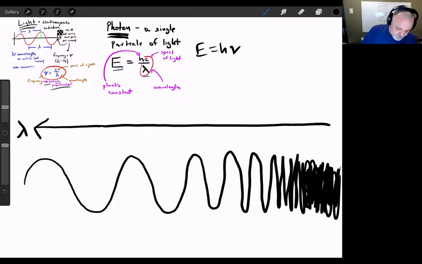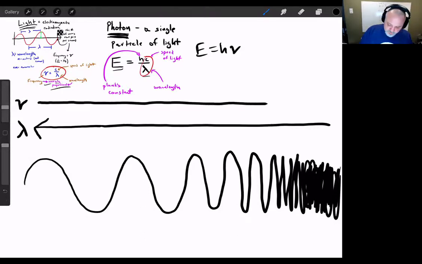Well, what's happening to the frequency? Is the frequency going up or is the frequency going down? Remember that the speed of light is constant. And the other thing to think about is that frequency and wavelength are inversely proportional. So if the wavelength is getting smaller, the frequency must be going up.